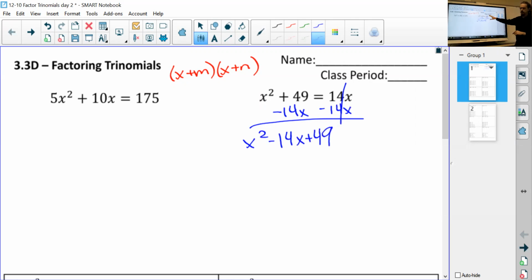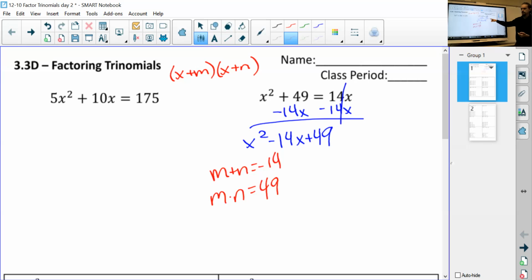I don't even need to put the equals 0 over here because this is all we care about. I'm not really looking for the answer, I'm just looking to factor. Okay, so this is just like what we did yesterday. I need to know what numbers for m and n will add up to give me negative 14. I want m plus n to equal negative 14, but I want m times n to be positive 49.